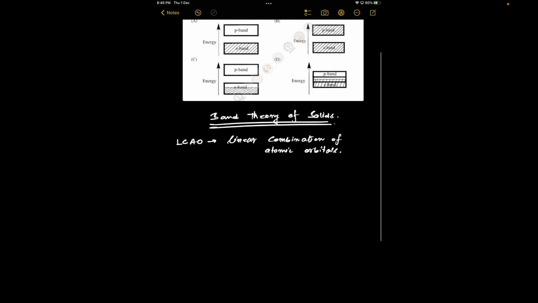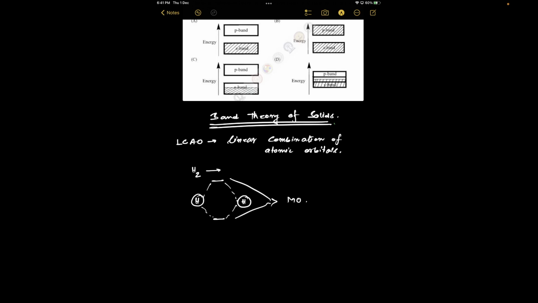So let's say for the hydrogen molecule, the two atomic orbitals of the hydrogen atoms, let's say the 1s orbitals, will overlap with each other and two molecular orbitals will form, right? We know this. So these are the two molecular orbitals, MO.